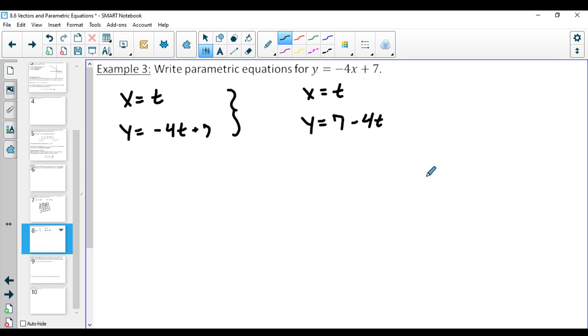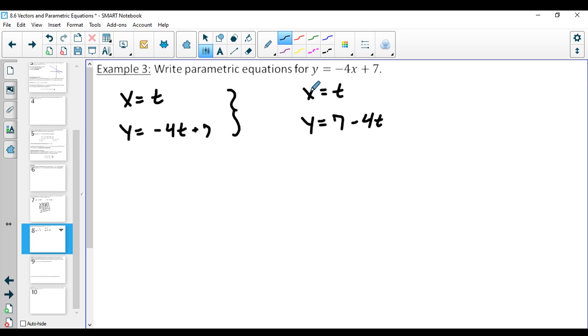And that's literally it. We've just called x t, and then in y equals negative 4x plus 7, we've replaced x with t. And again, on the surface, this is like, holy crap, that's easy. It's just a matter of remembering when to do it. But the idea is we're introducing a variable time that we might need in a problem of some sort. So that's really it for that one.